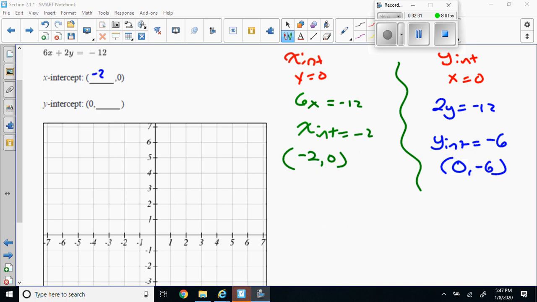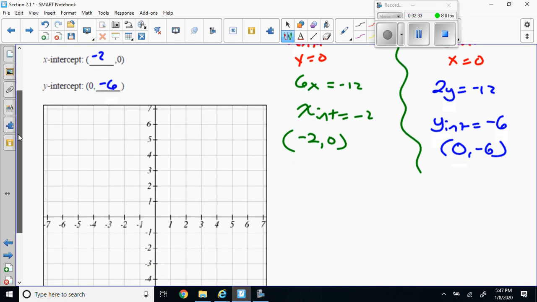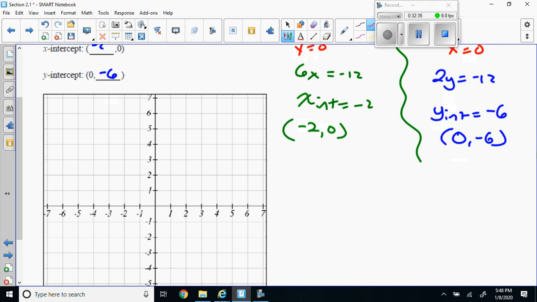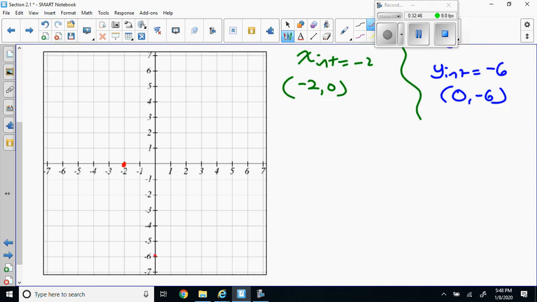So I'll put these in here. Okay, so let's go plot a point. Negative 2 on the x-axis, right there. Negative 6 on the y-axis. Well, we've got to move the screen down, right? Okay. If I do this correctly, voila. There's my line.